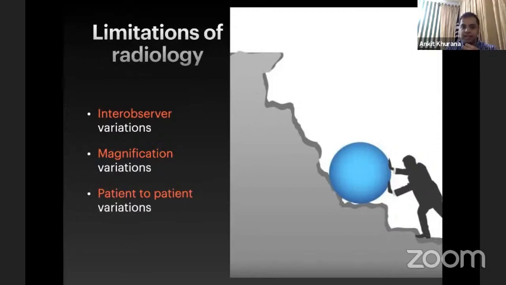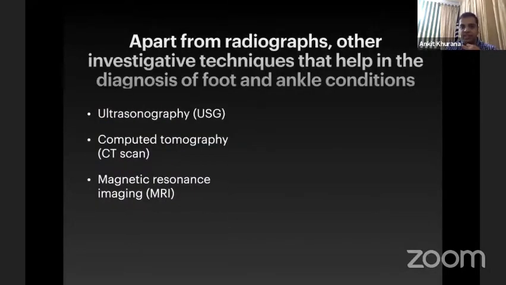So, as I end, I would like to say that radiology has its limitations in terms of intra-observer variations, magnification variations, and patient-to-patient variations. And due to these limitations, there are further techniques to help in investigating foot and ankle conditions, like ultrasound, CT scan, and MRI, which my colleagues will be talking to you about in a short while.